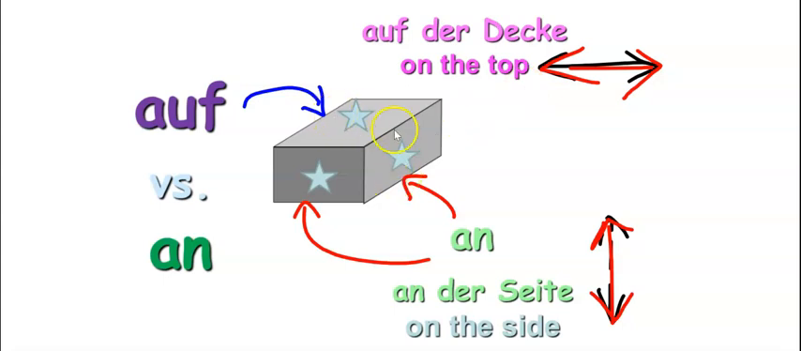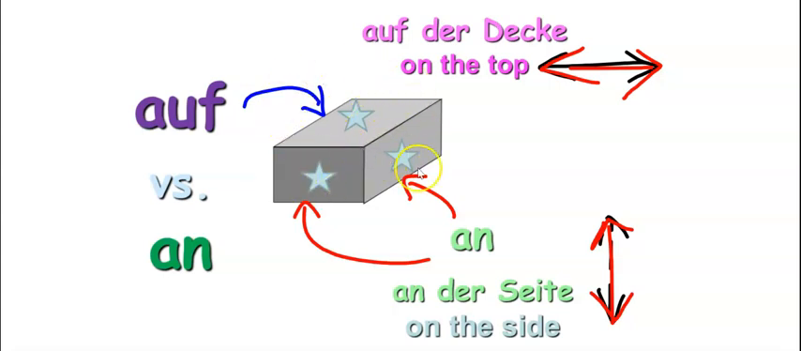All right. So auf der Decke, on the top. An der Seite, on the side. So the star: Der Stern ist an der Seite. The star is on the side. Der Stern ist auf der Decke. The star is on the top.